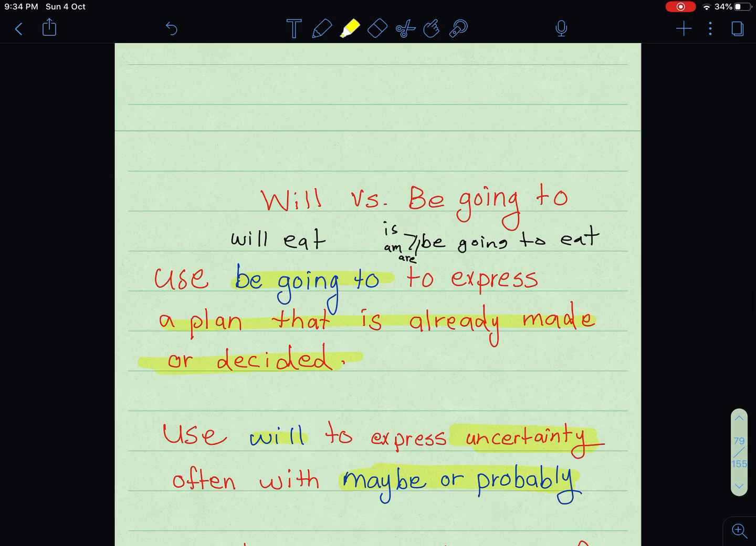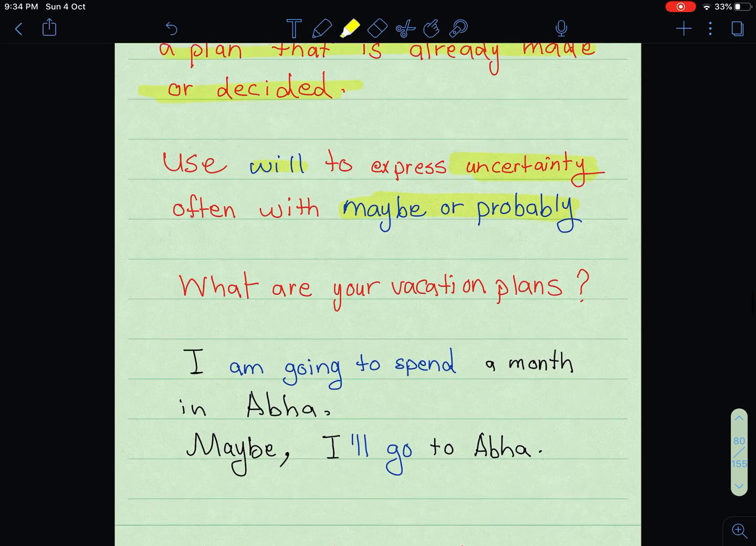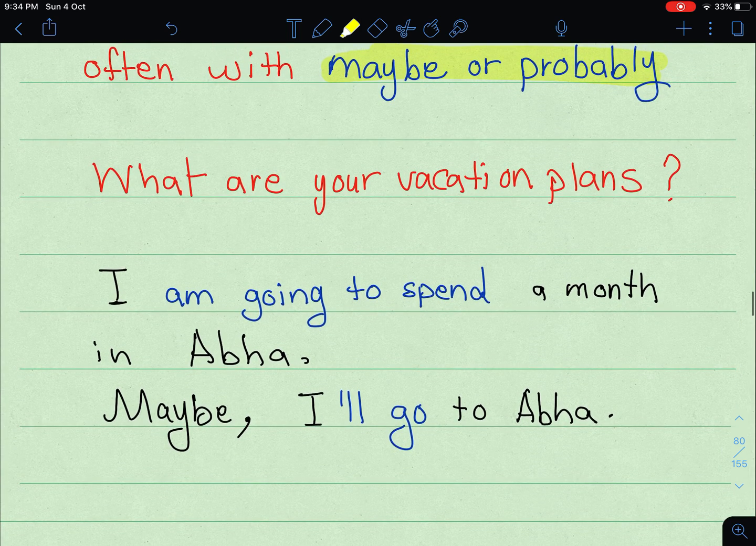So this is the main difference, in addition to the previous one, that will is used when I decide at the moment of speaking. The main difference also is that will expresses uncertainty, something I'm not sure about, with maybe or probably, but be going to is something planned or decided in advance. Now let's take a look. For example, you may ask your friends, what are your vacation plans? So this is a question asking about plans.